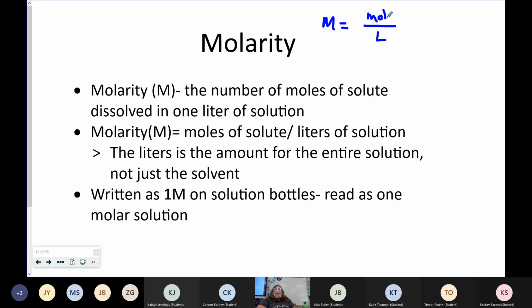It does need to be in moles. So if it gives you grams, you have to change to moles before you can plug it in. It also has to be in liters. So if it gives you milliliters, you have to change to liters before plugging it in. Make sure that you have the correct units before you plug in to solve for molarity.